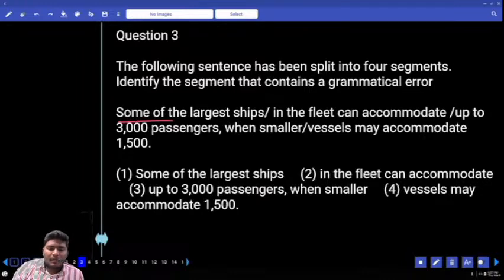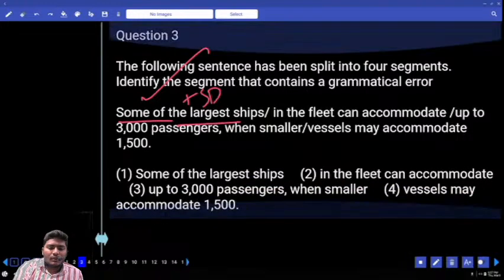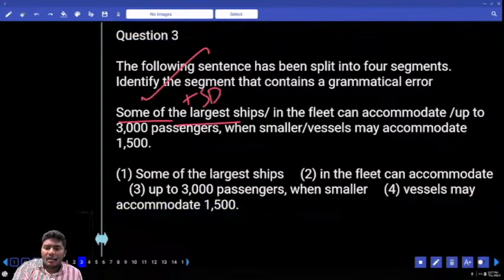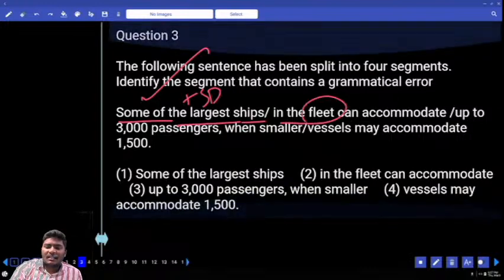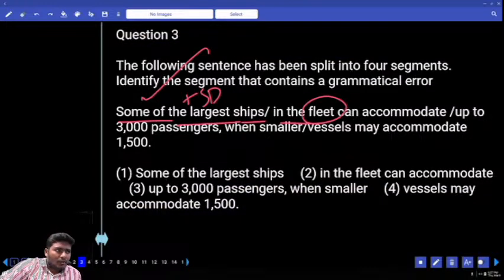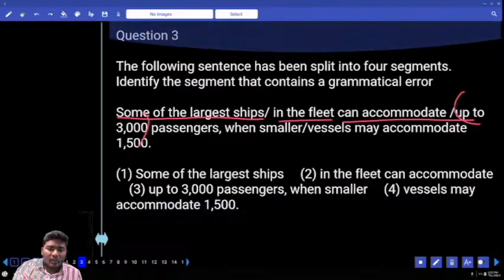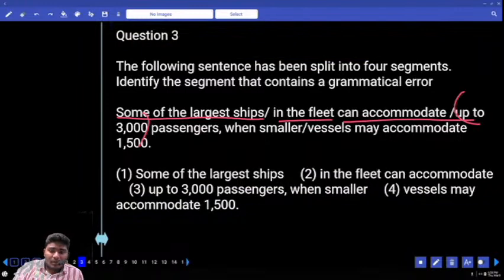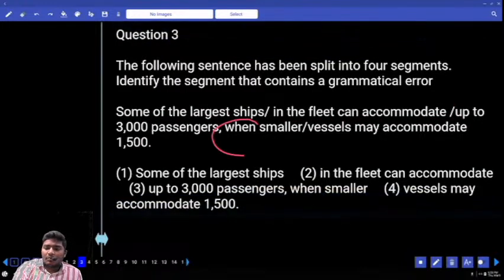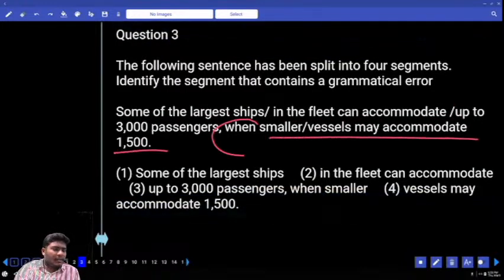First, start from the beginning. Some of the largest ships in the fleet. The is followed by the superlative degree here, so the sentence is fine. What do you mean by fleet? Group of ships. That is one word substitution. Okay. Some of the largest ships in the fleet, they can accommodate up to 3,000 passengers, when smaller vessels may accommodate 1,500.